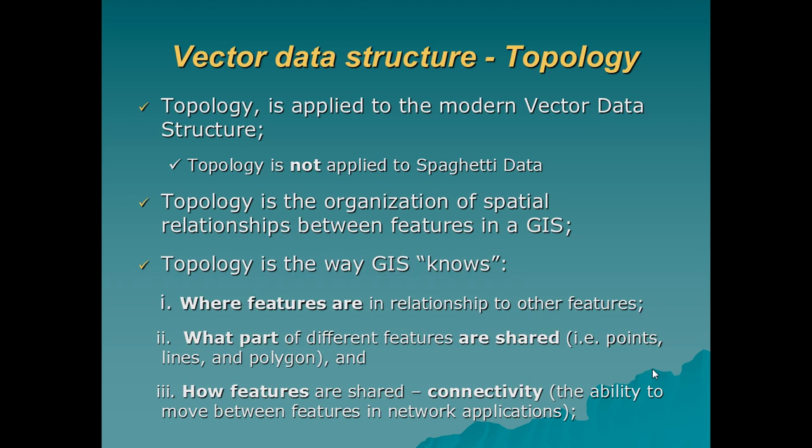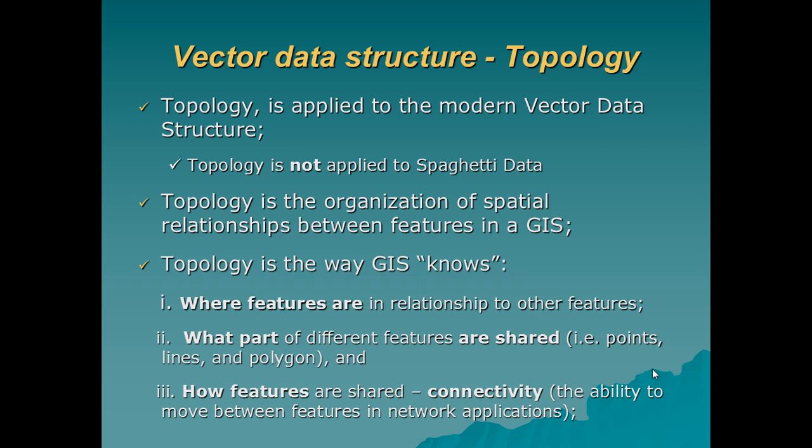So let's talk about topology, this particular characteristic of the GIS data model that we are talking about. Topology is applied using the modern vector data structure. That topology is actually organized into the data that is stored on the computer so that the computer can recognize those relationships. Note, topology is not applied to the spaghetti data model. Topology is the organization of spatial relationships between the features in GIS. So in other words, topology is the way that the GIS knows about the spatial relationships.